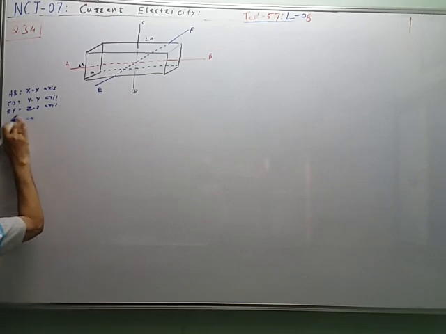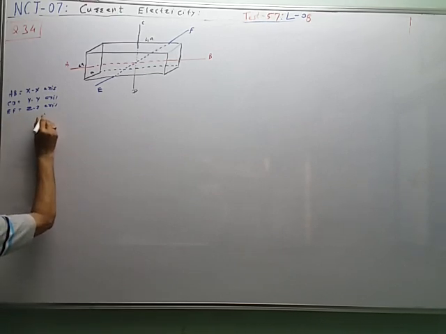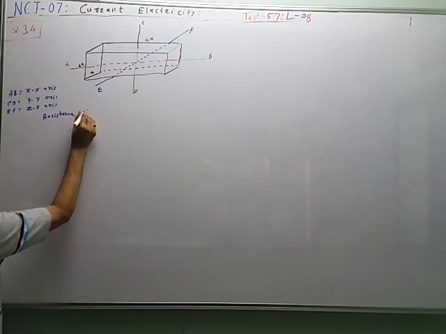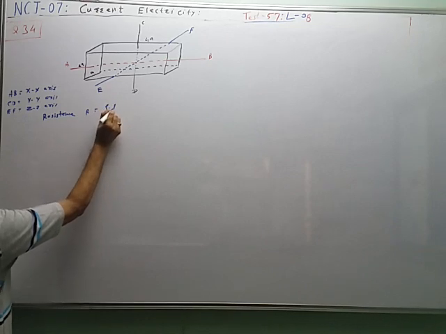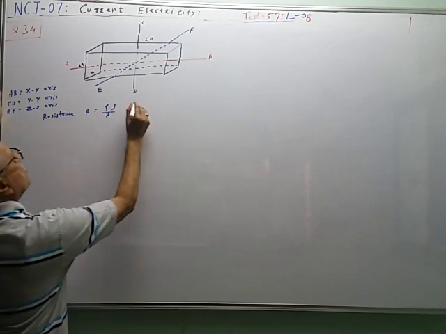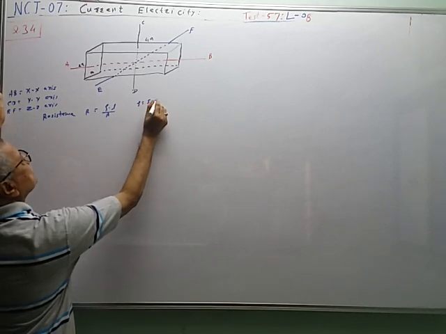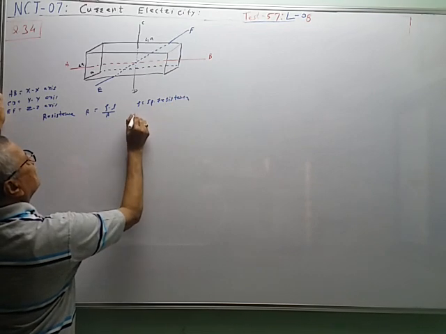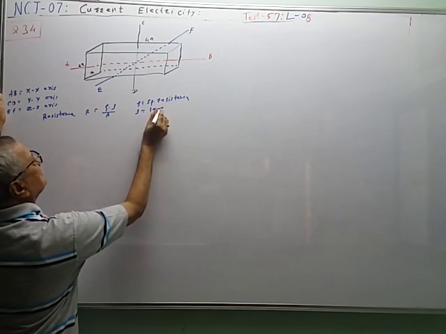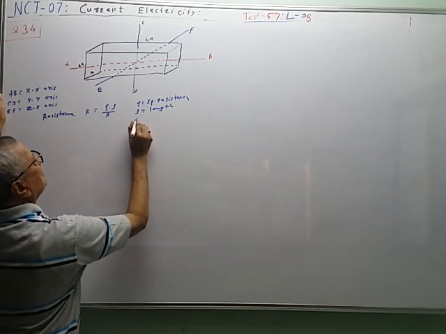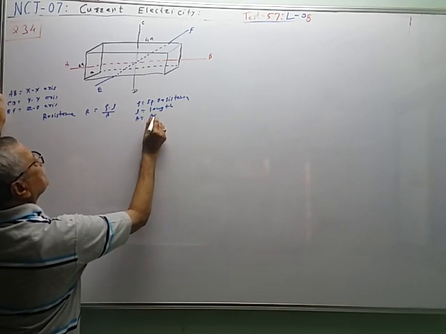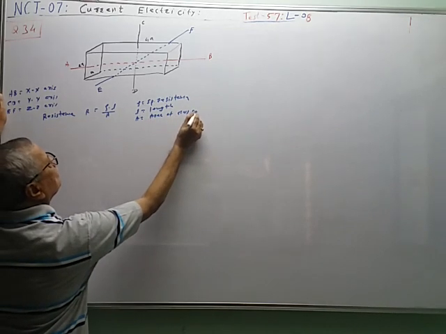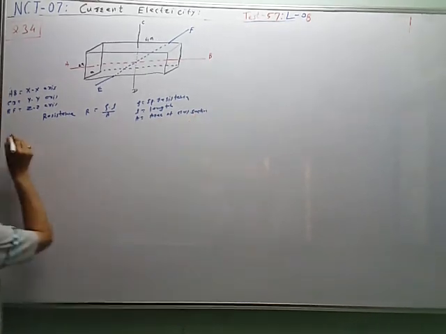Resistance. First I will write down the general formula. Resistance R is equal to rho into L upon A, where rho is the specific resistance, L is the length, and A is the area of cross section.